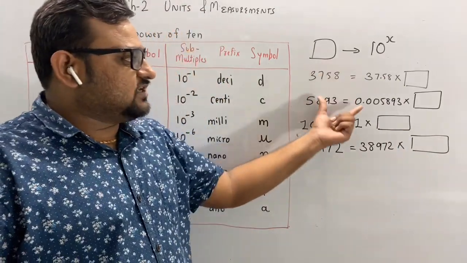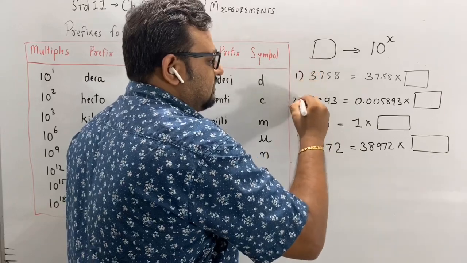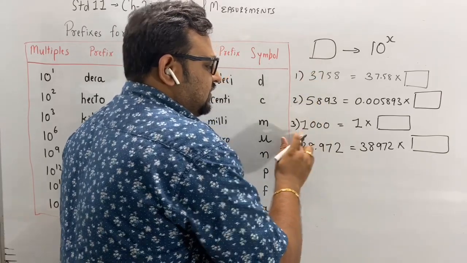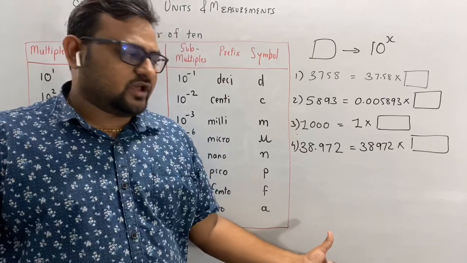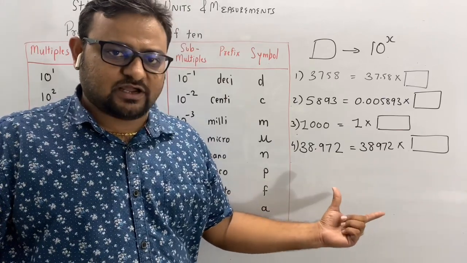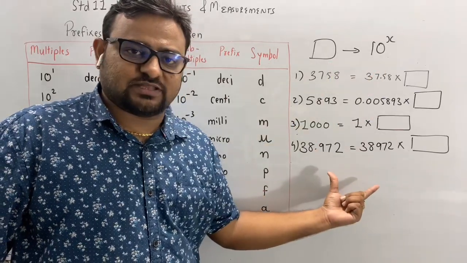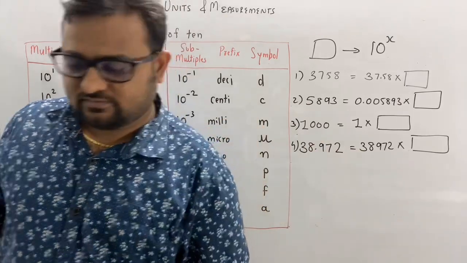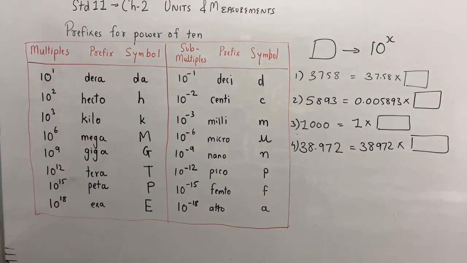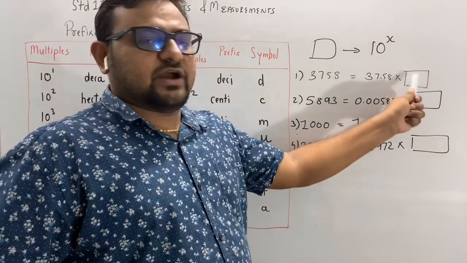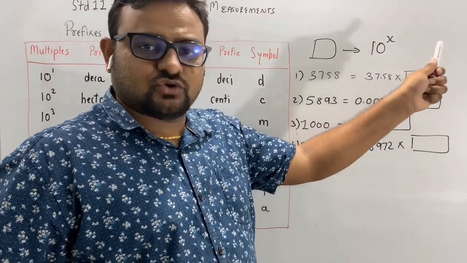So these are the four questions that I am giving you as homework. Solve them. Clear? Just note down these questions. Then we will move on to the table. Remember, you have to write the answer in the form of 10 raised to something.